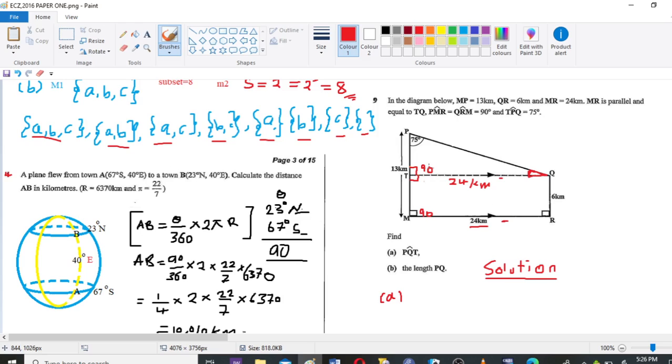If you've forgotten the properties, you can watch my video. It should be the first or second video. Under angles, I've explained those properties, and that's what we are using here. Look at the transversal line and how we use that property. So we have 90 degrees here, and we need this one.